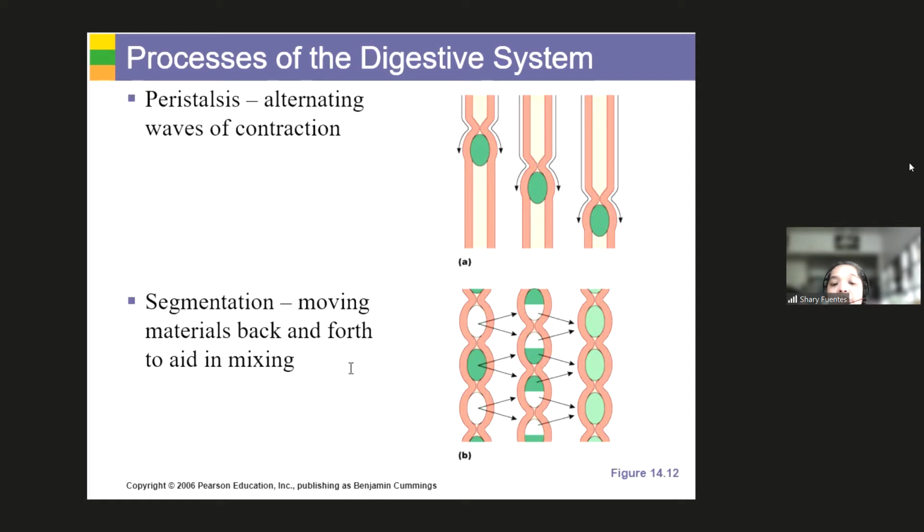So that's how segmentation would occur. So that's moving the materials back and forth so that it will aid in mixing. Okay, so we have two ways. Yung segmentation, portion by portion, at the same time, tinutulak natin siya as it passes through along the length of our alimentary canal. Okay?